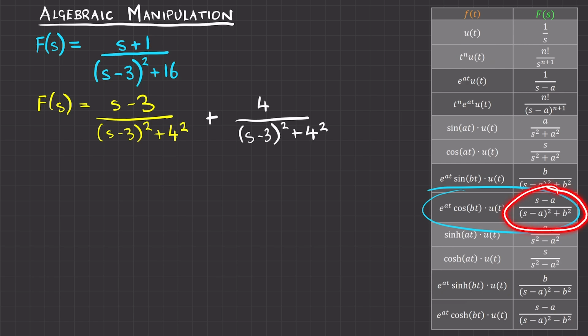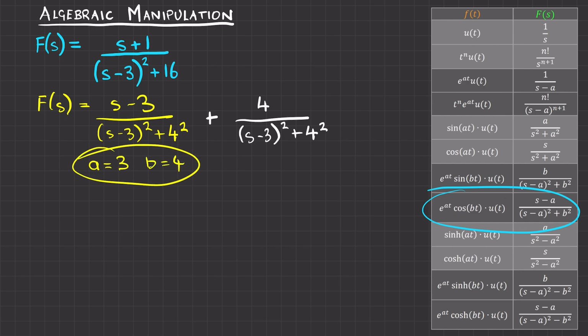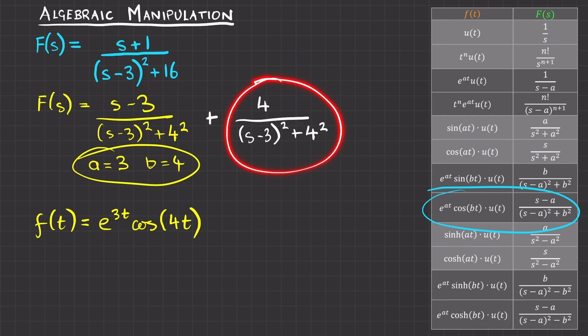Looking at this, we can see it now accurately corresponds to this part here. So let's deal with this yellow part first. We have a, which equals 3, and b, which equals 4. So that will give us f of t equals e to the at, or e to the 3t, cos of bt, or 4t. And now we have to deal with this part here.